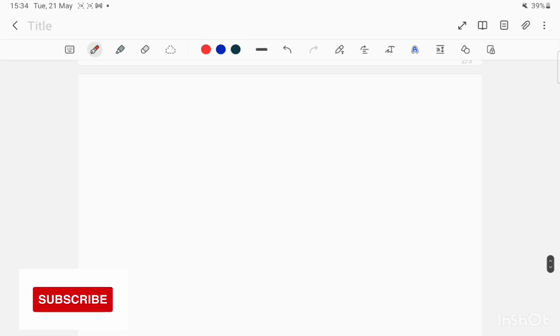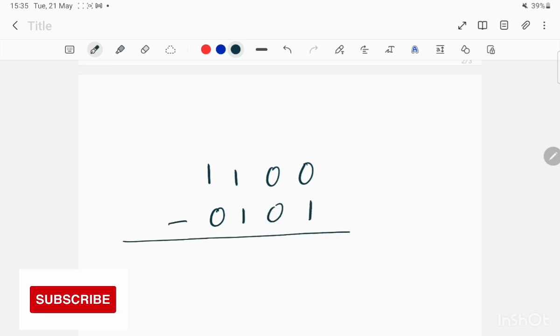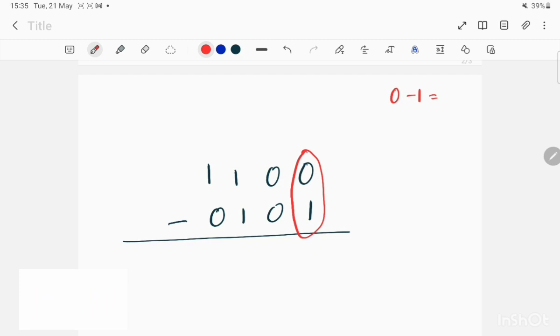Okay, 1 1 0 0, and then we had 0 1 0 1. So we need to subtract them. So we will start with the first column. Okay, so it is 0 minus 1. So this is the special case. So in that case, since this is 0, we will search for the next neighbor. So its next neighbor is 0. We cannot borrow from him. So we will check the another neighbor.